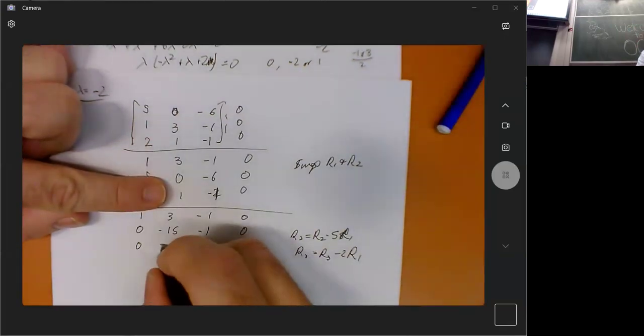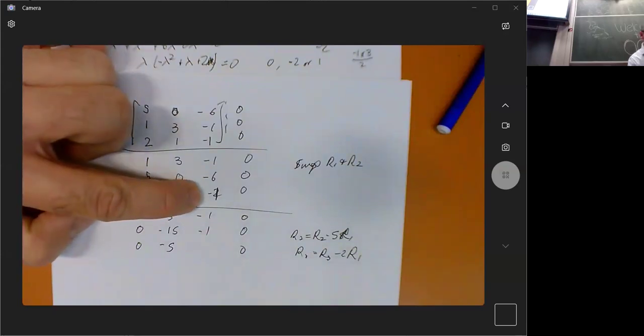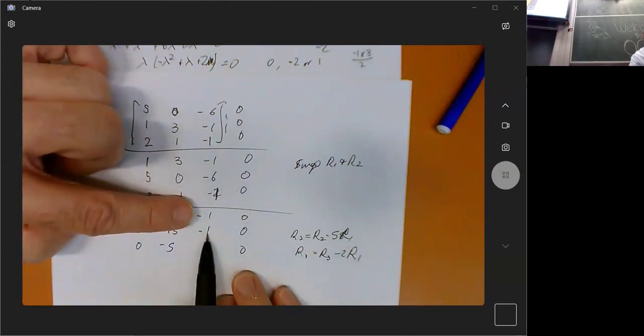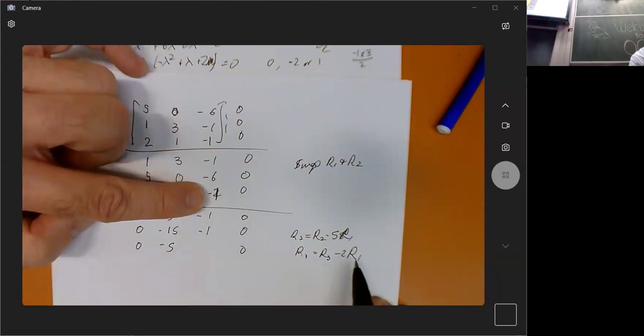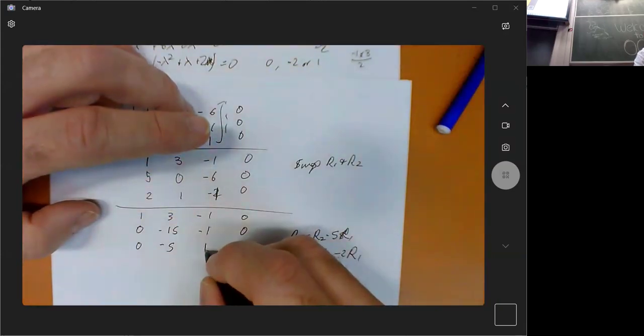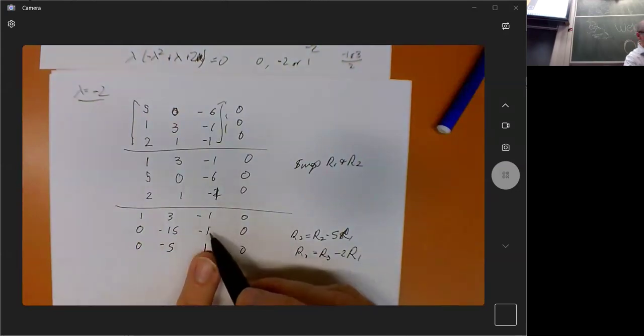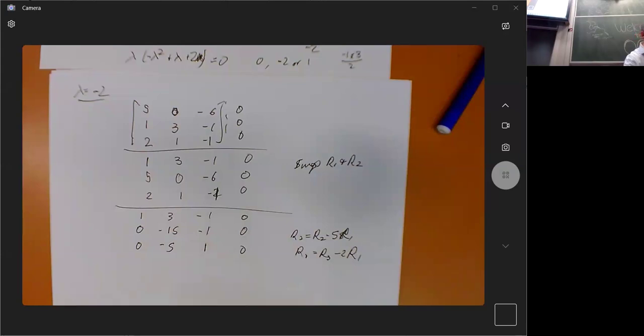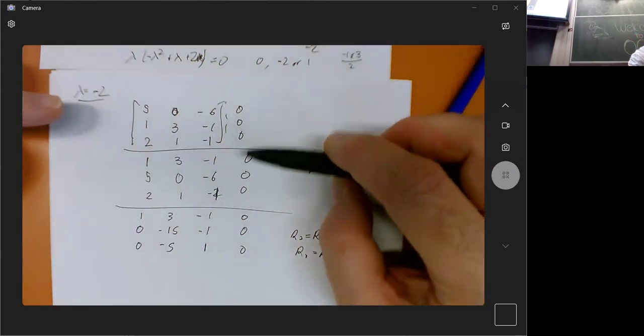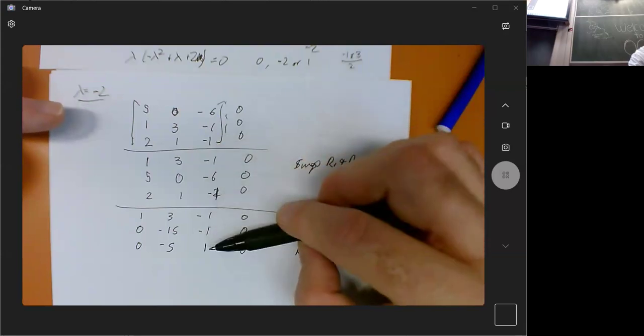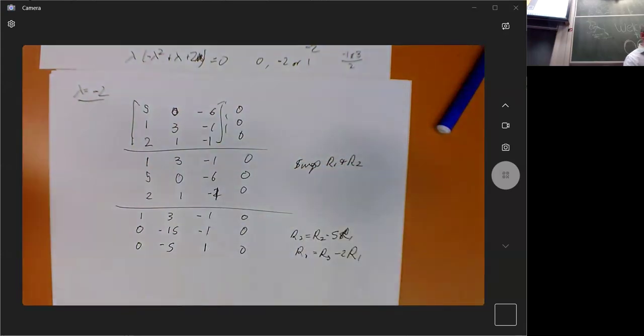1 minus 6 is minus 5. I feel like I've made a mistake here, but that's okay. I've got minus 1, so that should be a 1. At this point in time, I'm going to stop and say I messed up, because this number should be 3. What did I do wrong? I copied that right, that one's right, that one's right. Why do I know I've got this wrong? I don't have a row of zeros.